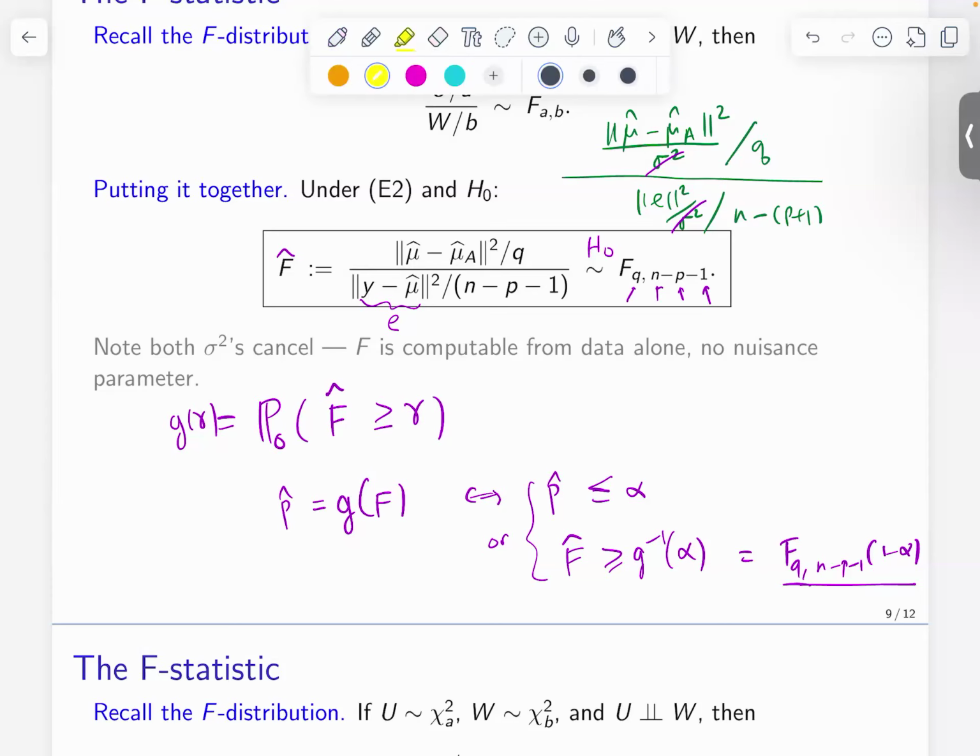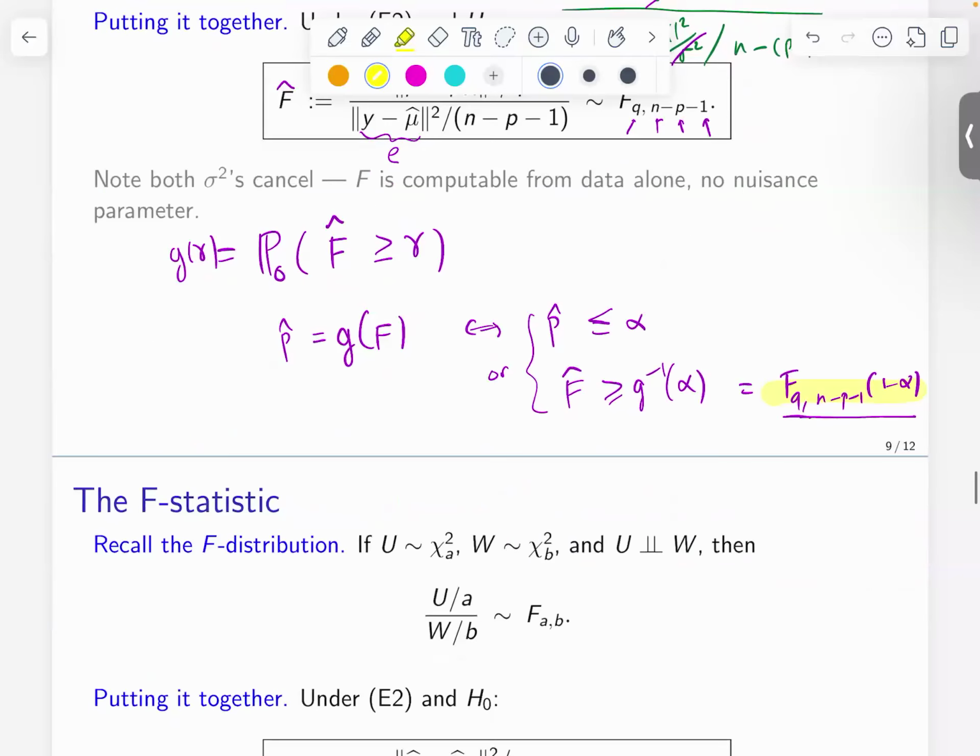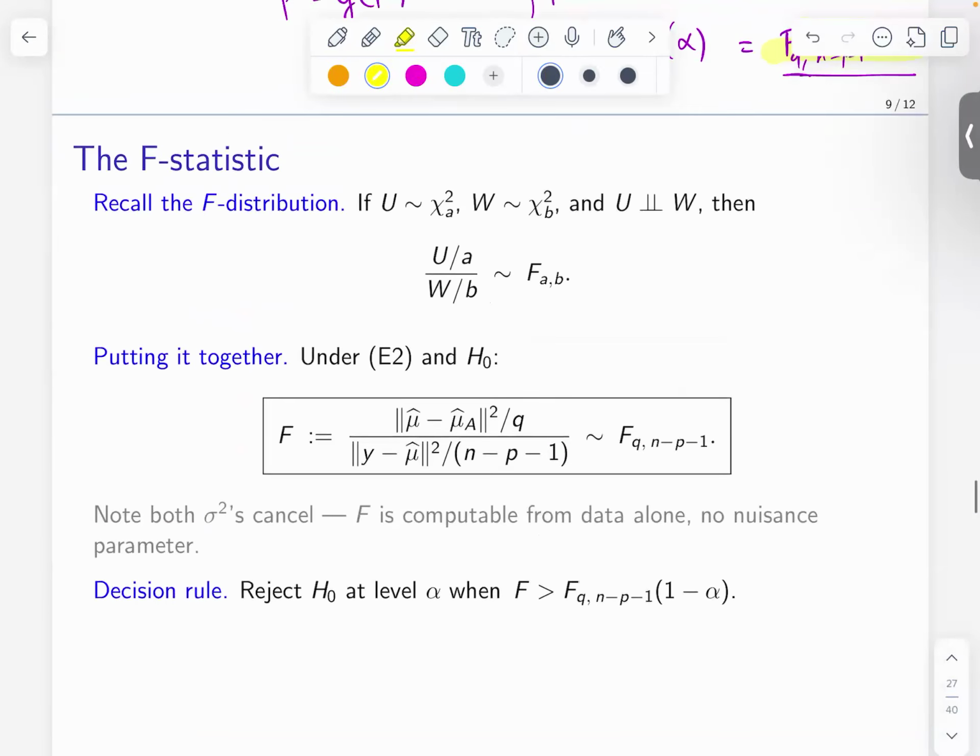If you define it like this, we want to set this equal to alpha, so it would be G inverse of alpha. This is the complement of the quantile function: we take the complement CDF and invert it, which is equivalent to just looking at the inverse CDF, the quantile. Okay, so that's our test.